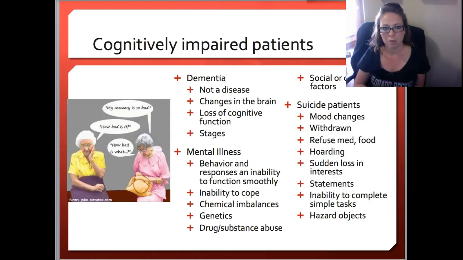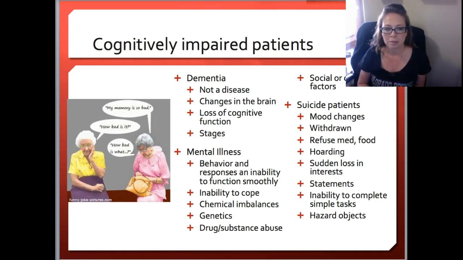Cognitively impaired patients, you're going to see a lot in the elderly population, which is going to be more your dementia, Alzheimer's. The changes are occurring in their brain. They're losing a little bit more cognitive function. And remember, with dementia, there are different stages. Treat everyone with respect. Just because the changes are occurring doesn't mean you're going to violate those patients' rights.